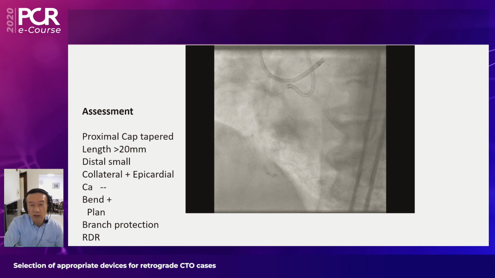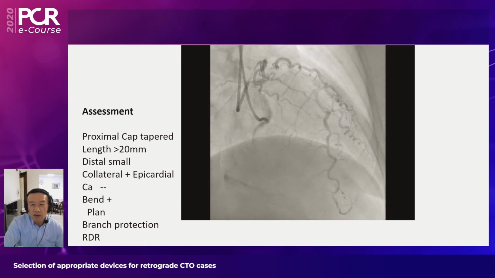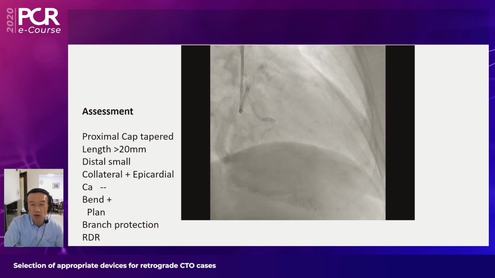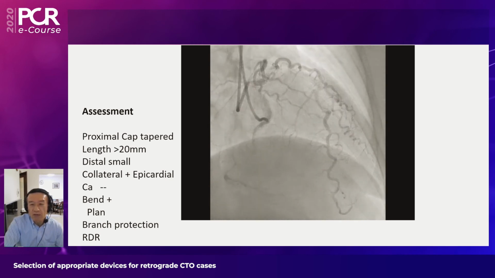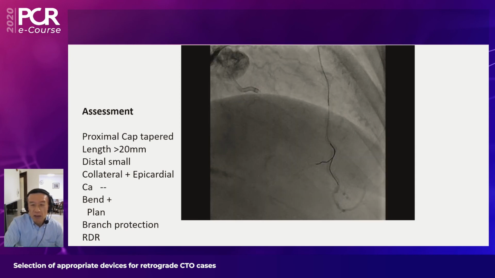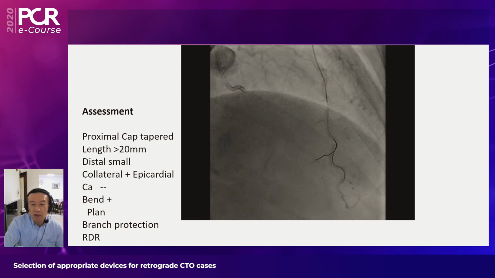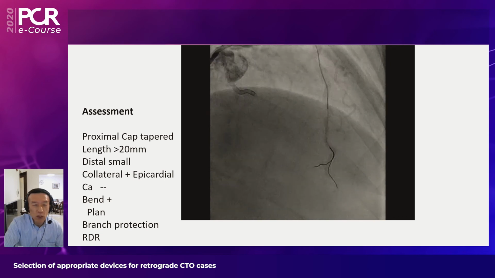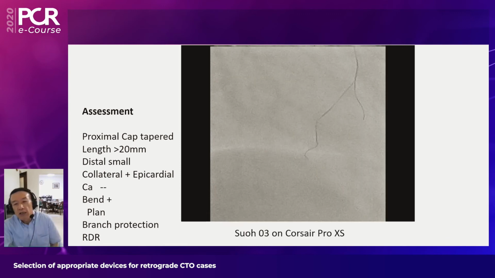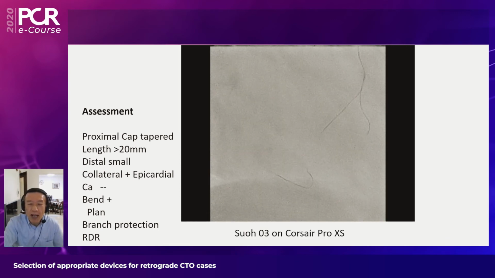So in this case, we started with the retrograde. So you can see the LAD provides a very tortuous segment as well as a septal channel. So we found out the distal septal provides very good collaterals. So after putting the safety wire in the distal LAD, we can use the SUOH 03 as Dr. Mashayekhi described, in combination with the Corsair Pro XS. SUOH 03 nicely crosses to the distal part of the PDA.